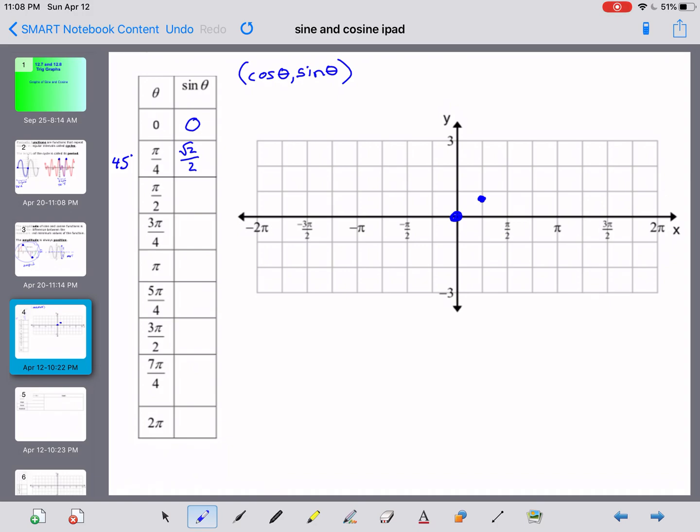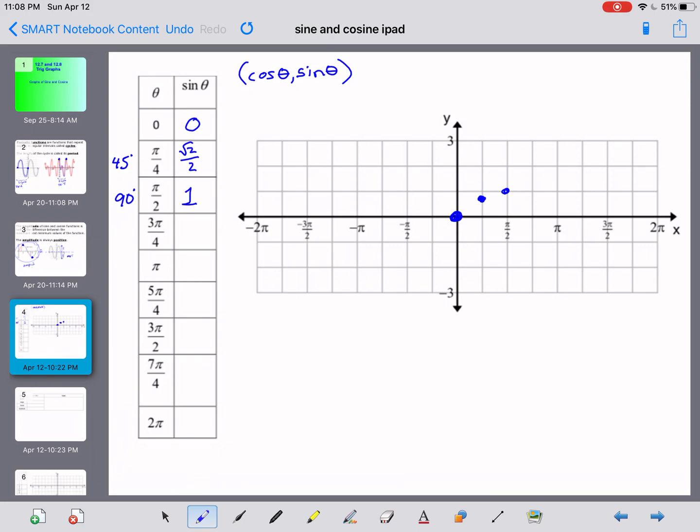Okay, now notice this graph paper. The x-axis is counting by radians, right? It's all in pi. The y-axis is 1, 2, 3, right? It's counting by ones. Okay, pi over 2, which is 90 degrees, right? What is sine at pi over 2? It's 1. So at pi over 2, I'm going to go to 1.